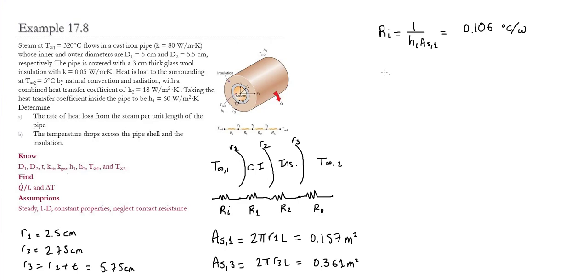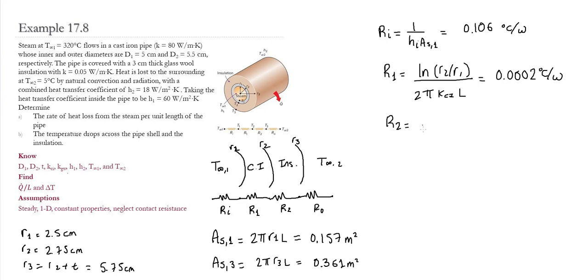And then we have resistance number one, which is the conduction resistance for the cast iron. And that is going to be natural log of r2 over r1, divided by 2 pi k of the cast iron times length. Once again, we take the length to be 1 meter. And then we find that to be 0.0002 Celsius over watts.